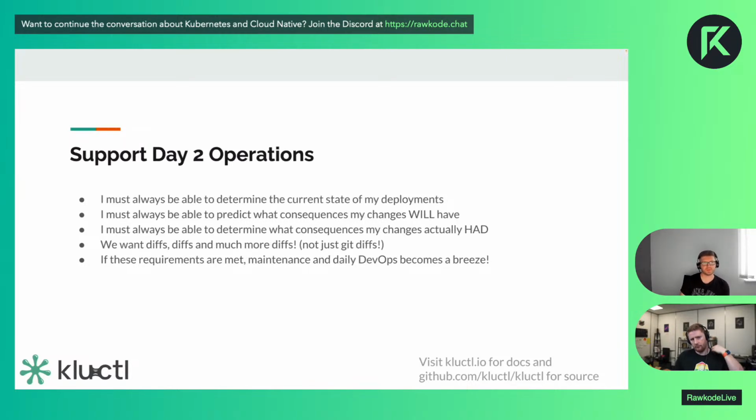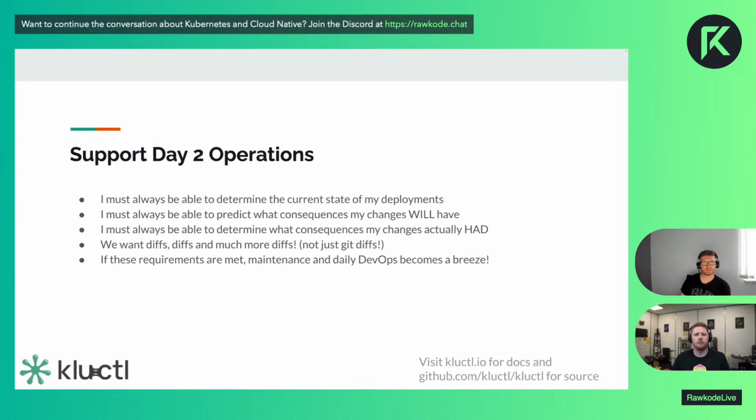Based on that, day two operations should be supported in some way, or at least made easier. That means I must always be able to determine the current state of my deployments. So not just look at Git, for example, and see, okay, that's the state, how it's defined. I must also be able to verify that this is really the state of the cluster. GitOps kind of allows that, but not in all cases. And if you want to mix DevOps with GitOps, then you need other ways as well.